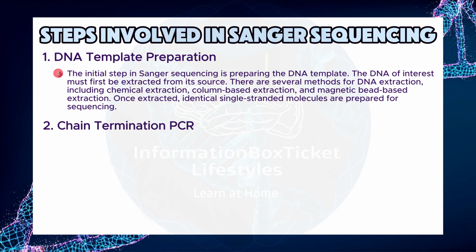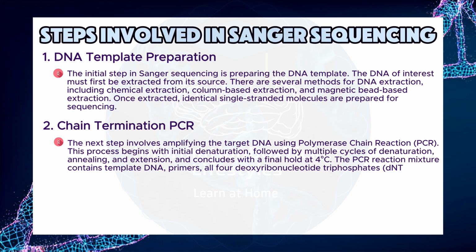2. Chain termination PCR. The next step involves amplifying the target DNA using polymerase chain reaction, PCR. This process begins with initial denaturation, followed by multiple cycles of denaturation, annealing, and extension, and concludes with a final hold at 4 degrees Celsius. The PCR reaction mixture contains template DNA, primers, all 4 deoxyribonucleotide triphosphates, dNTPs, and DNA polymerase.